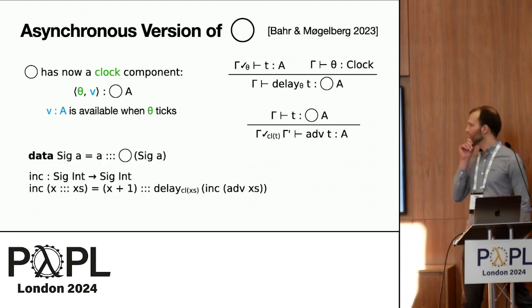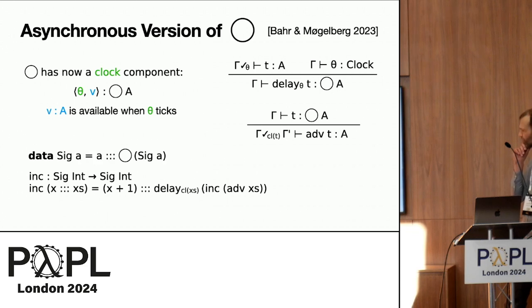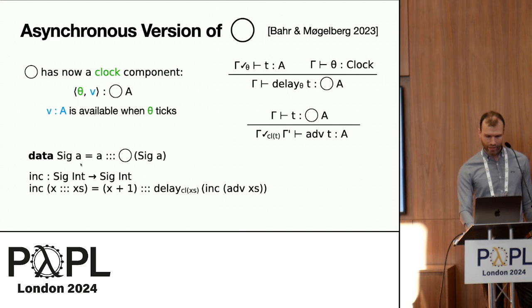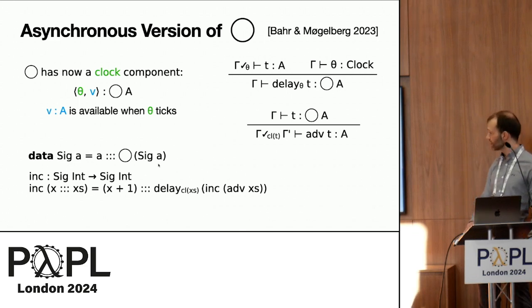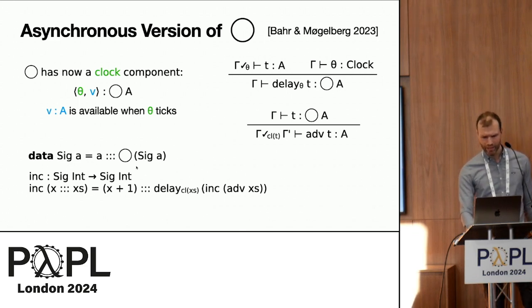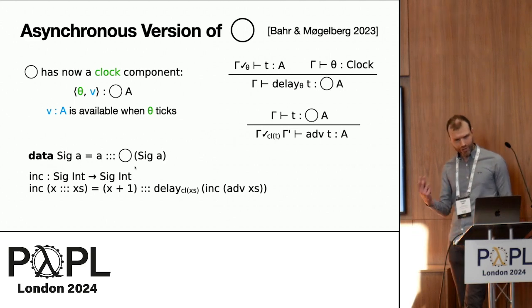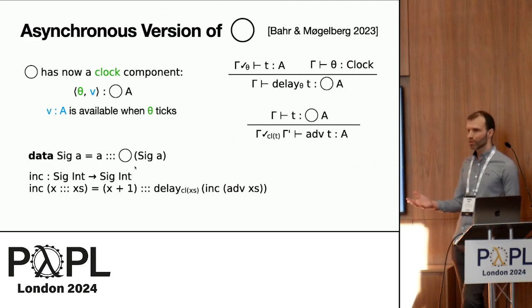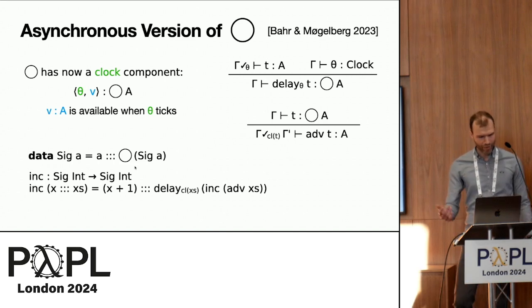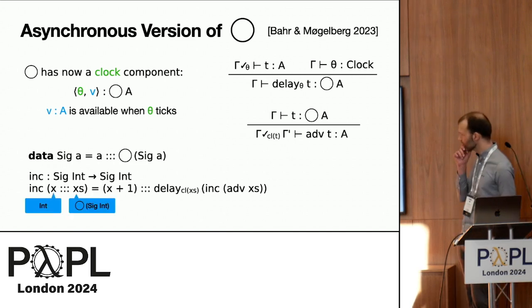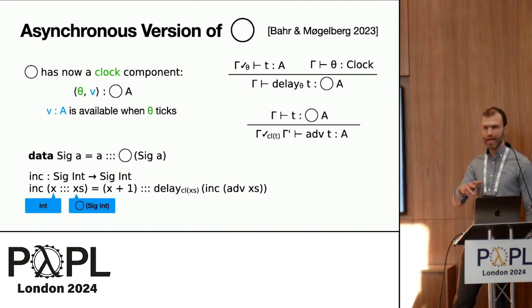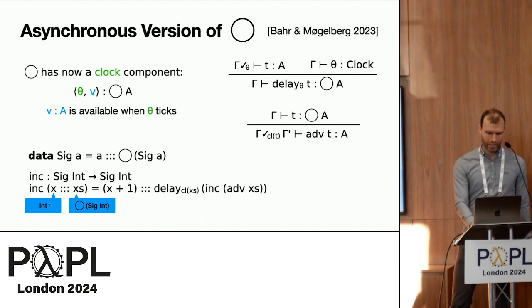So let's see this in practice. Here is an example of a signal that we define, again as before, as a recursive data type, now using this new asynchronous modality. And we can implement this increment function. It takes a signal of integers and returns a new signal where we have incremented the value. How do we do that? Well, we decompose the signal into its head of type int and its tail of type later signal of int.